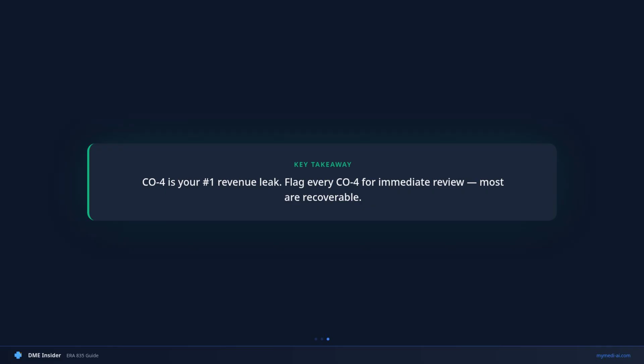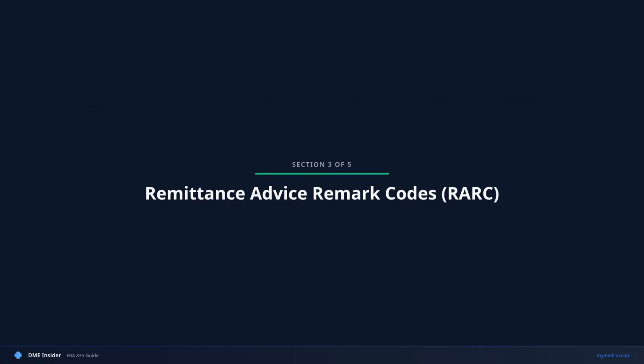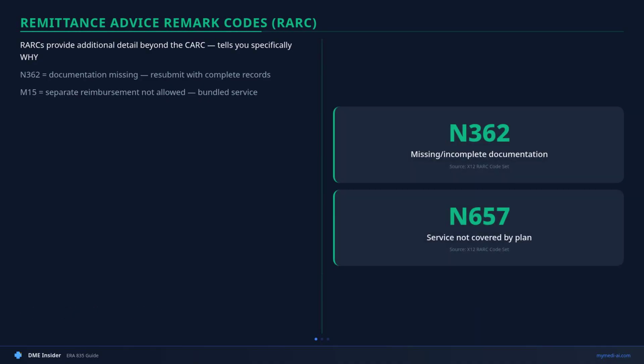Section 3. Remittance Advice Remark Codes, RARCs. While CARCs tell you the category of adjustment, RARCs provide the specific detail. Think of CARCs as the what and RARCs as the why. Some of the most common RARCs you'll see on DME claims. N362 means documentation is missing or incomplete. The fix is straightforward. Resubmit with the complete records. M15 means separate reimbursement is not allowed. This typically means the service is bundled with another code and can't be billed independently.